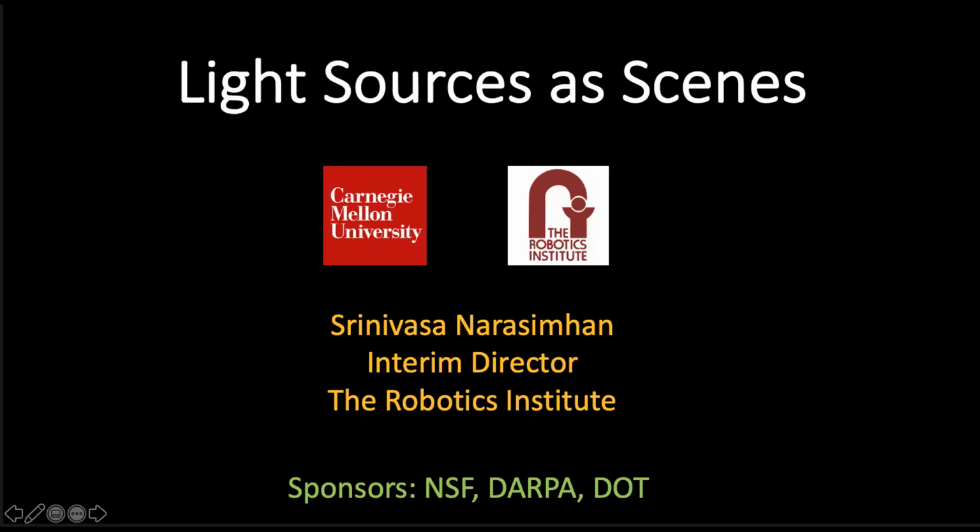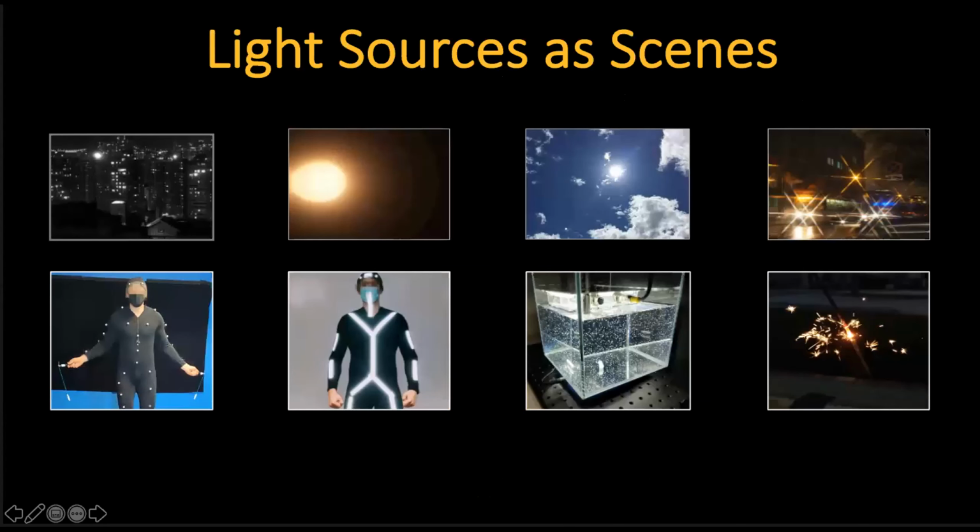When we think about light sources for vision or even graphics, we think about light sources as illuminating the scene, right? That's what we think about light sources. But light sources themselves are pretty fascinating, right? You think about natural sources such as the sun and the sky and the stars and so on, but also artificial man-made sources, right? So your bulbs in your home, street lamps, sparklers, and other kinds of things, right?